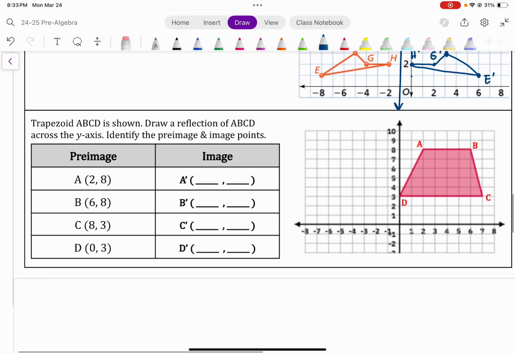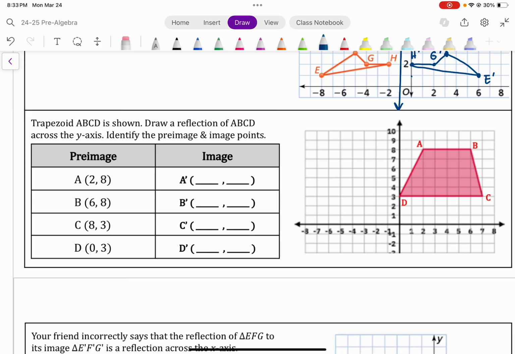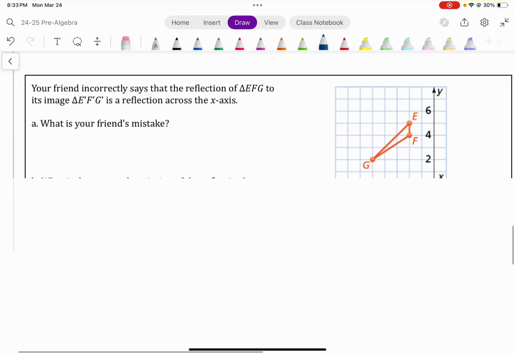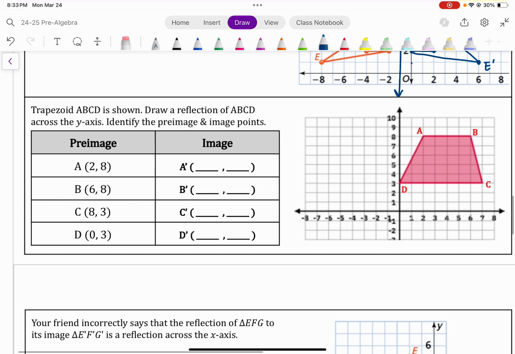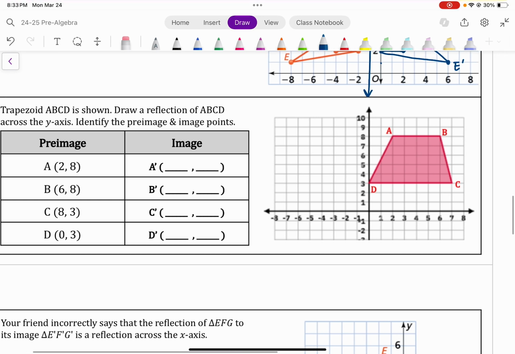Our last example is this red trapezoid. It says trapezoid ABCD is shown. Draw a reflection of ABCD across the y-axis. Oh, it's not the last one. I was wrong. Identify the pre-image and image points. So ABCD is already there, and we are reflecting across the y-axis.